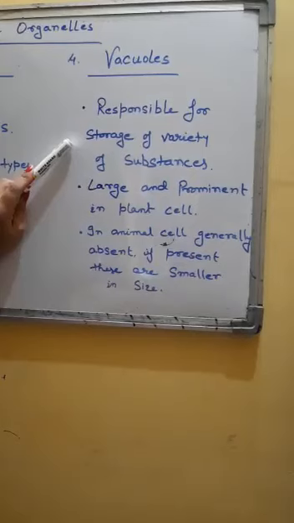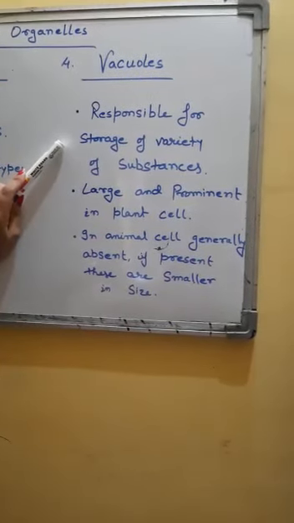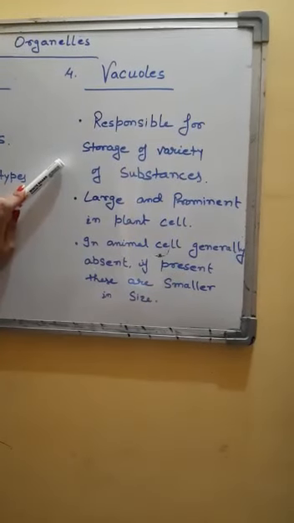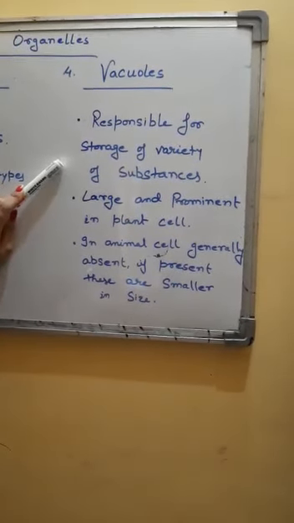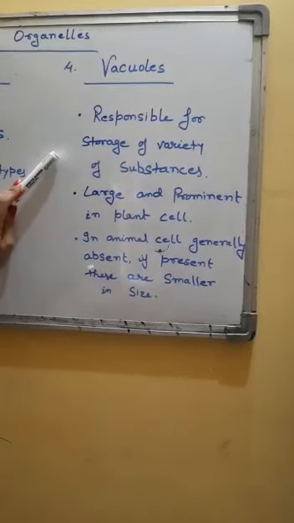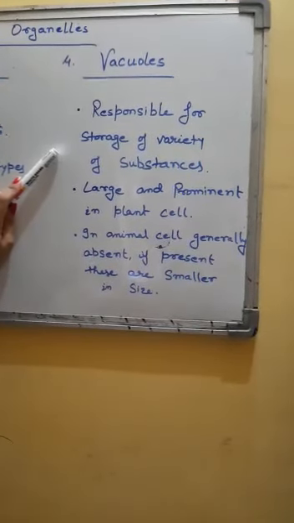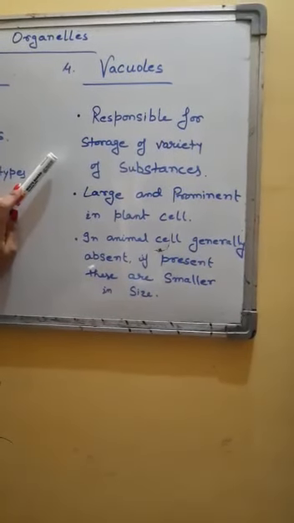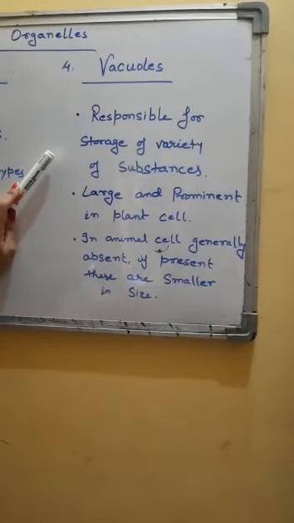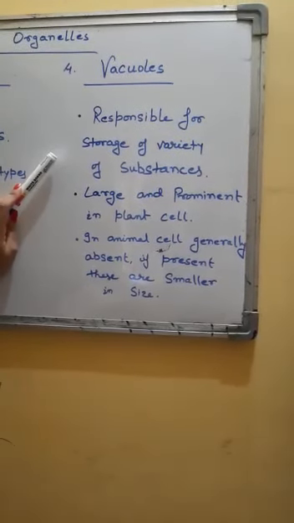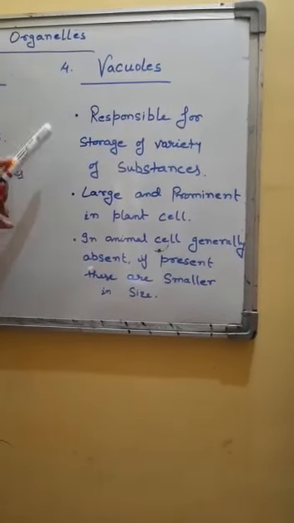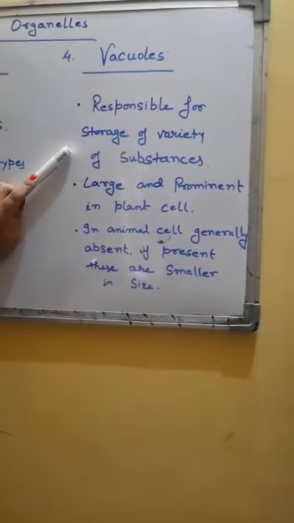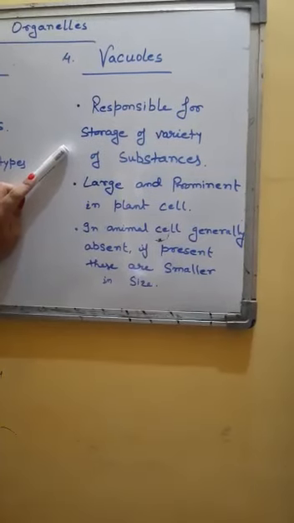They even can store waste products so that the rest of the cell is protected from contamination. Eventually, these waste products would be sent out of the cell. They serve as a temporary storehouse for cell solutes, macromolecules, ions, sugars, amino acids, proteins and carbohydrates. So it serves the function of storage of various substances inside the cell.